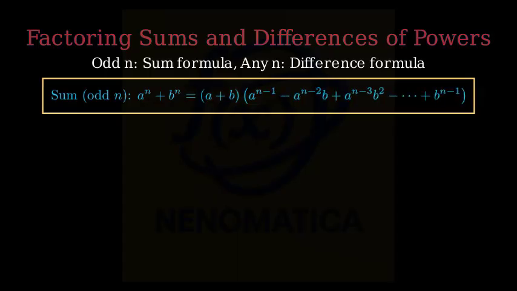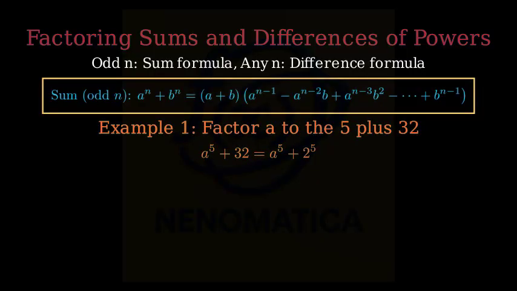It says a to the n plus b to the n equals (a plus b) times (a to the n minus 1, minus a to the n minus 2 times b, plus a to the n minus 3 times b squared, and so on, alternating signs, ending with plus b to the n minus 1). Example 1. Factor a to the fifth plus 32.